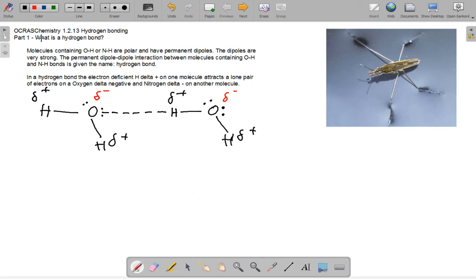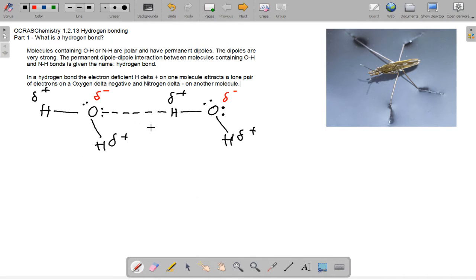In a hydrogen bond, the electron deficient H delta plus on one molecule attracts a lone pair of electrons on an oxygen delta negative or a nitrogen delta negative on another molecule. So this can happen with either nitrogen or oxygen, and hydrogen must be present. A lone pair is slightly attracted to the positive hydrogen, and these delta charges form.